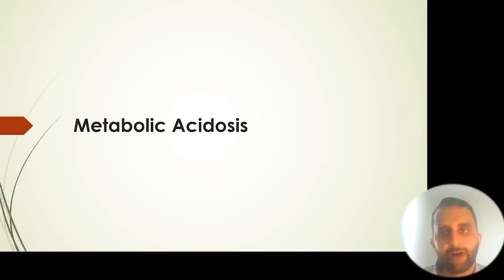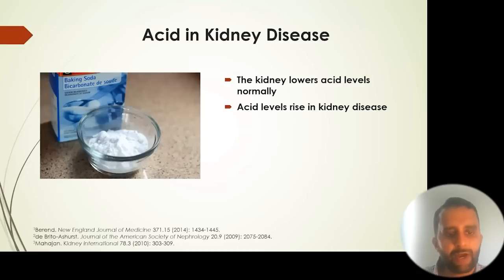Another big complication of kidney disease is metabolic acidosis, and it's important to talk about. It's not commonly thought of, but I think about it a lot because it has the potential to affect the progression of kidney disease. And so let me take a moment to explain this.